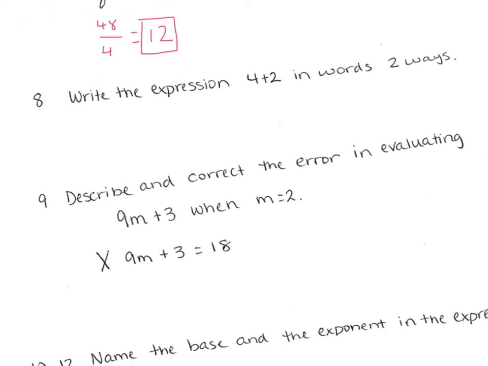In question 8, you're going to have to write an expression in words 2 ways. Your question won't necessarily be addition, so pay attention on the test to what sign you actually are given. You could write this as 4 plus 2, or 2 added to 4.